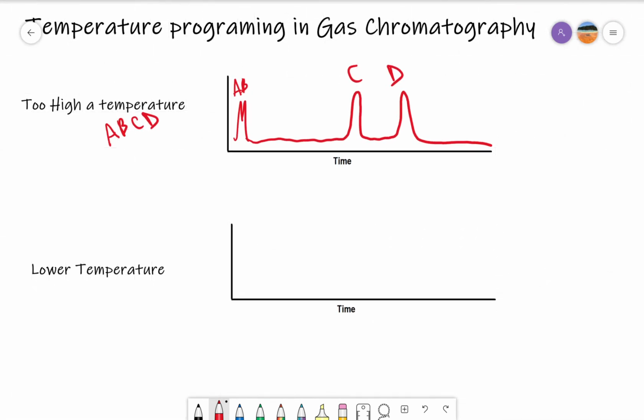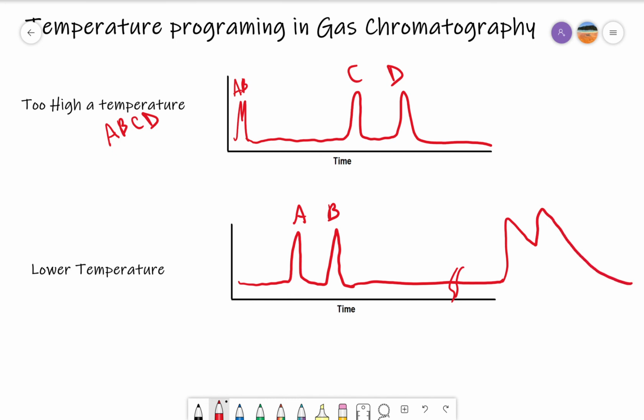If we lower the temperature so that we extend the amount of time that A and B have on the column, we can improve the resolution of A and B, but now C and D are on the column for so long that at a lower temperature, that won't work. So here we have the problem of any individual temperature is not going to function for good resolution or good separation of all 4 compounds.